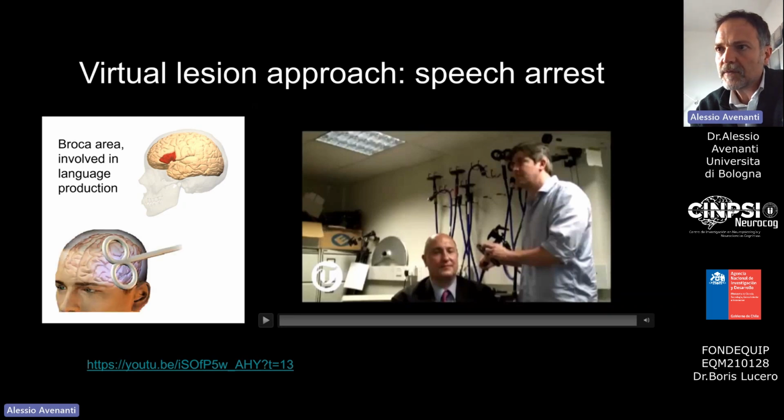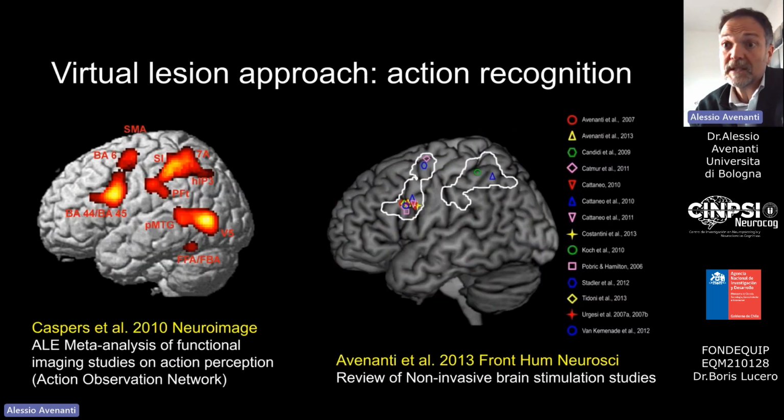So last time we discussed a little bit about this. With this virtual lesion approach, my lab and several other labs have tried to test different brain regions in different brain processes. This is just an example of a sort of review of different studies in which a specific region that we typically see active during a specific process was perturbed. This is just an example from the action perception literature.